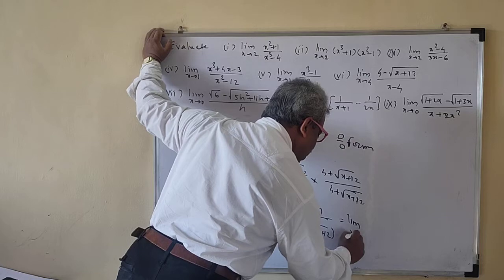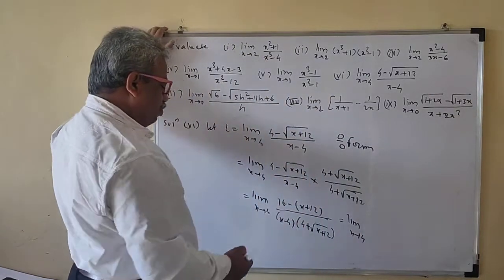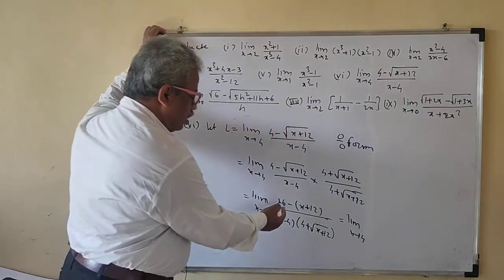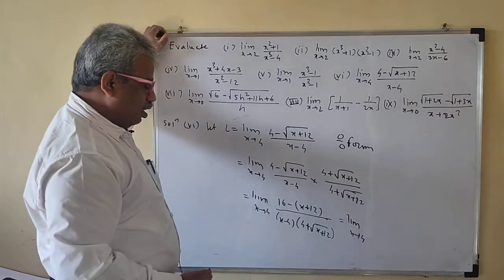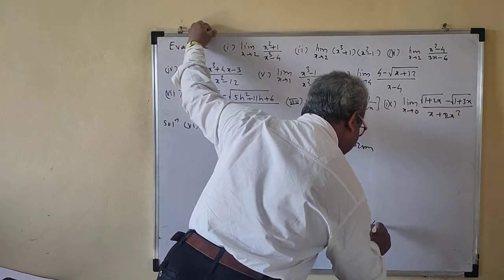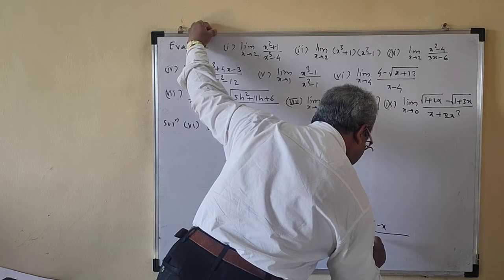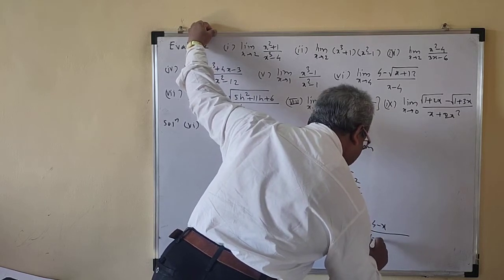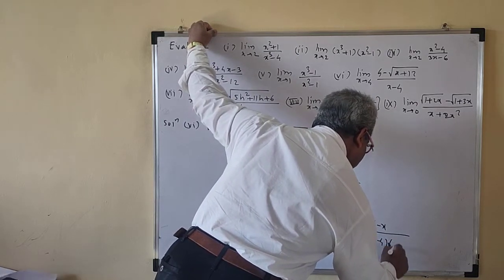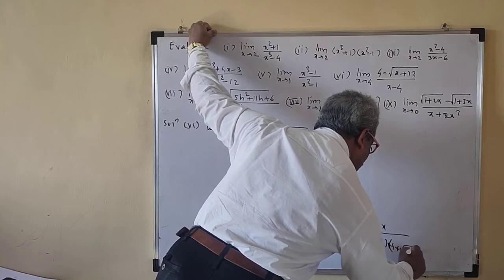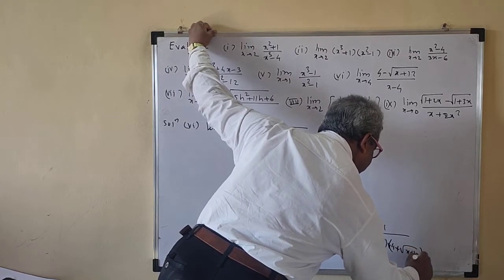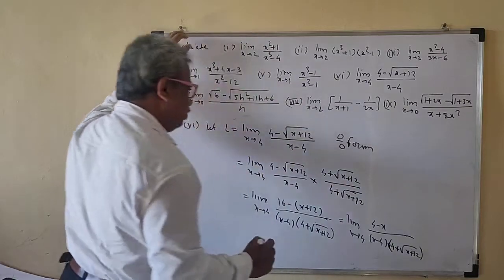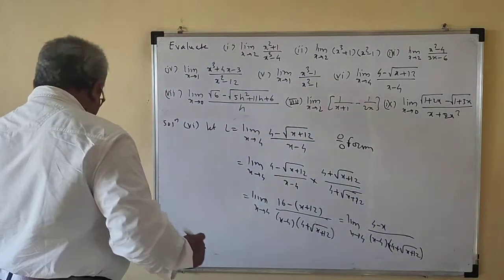This is limit x tends to 4. So if you remove this, what you get? This is 16 minus x minus 12. So that is 4 minus x. This is 4 minus x. So this is what? x minus 4 into 4 plus root of x plus 12. x plus 12, right?